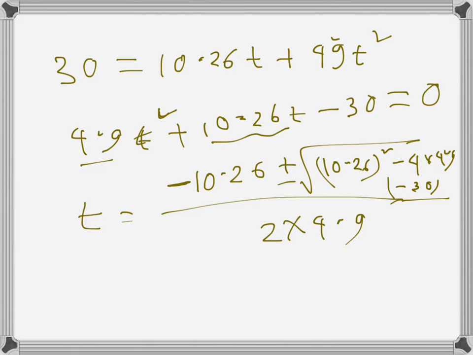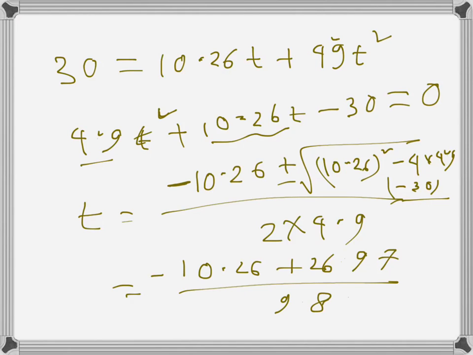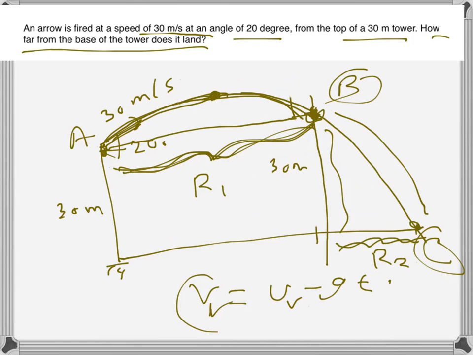Once we solve this whole thing, we will get a negative term. It's time, so we will discard that. The positive term becomes something like this: the numerator is 26.32, over 9.8. We can discard the minus root. So t from here is 1.63 seconds. So that's the time it takes to reach from B to C, from here to here.